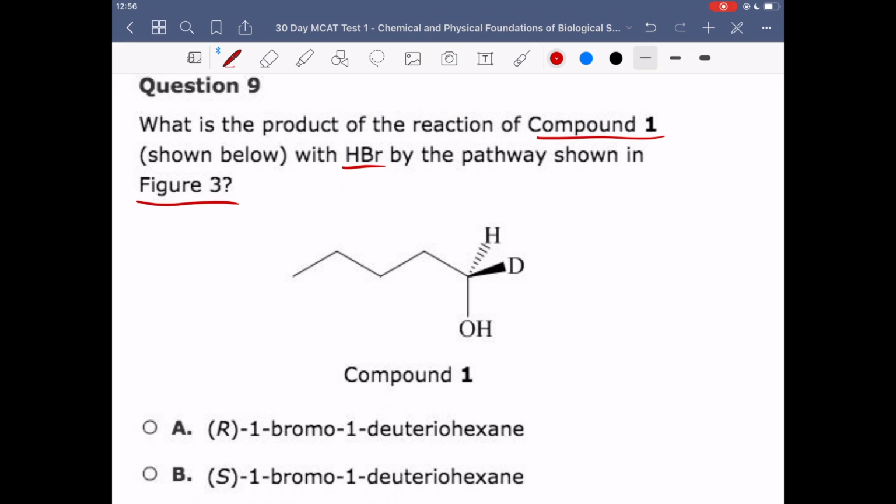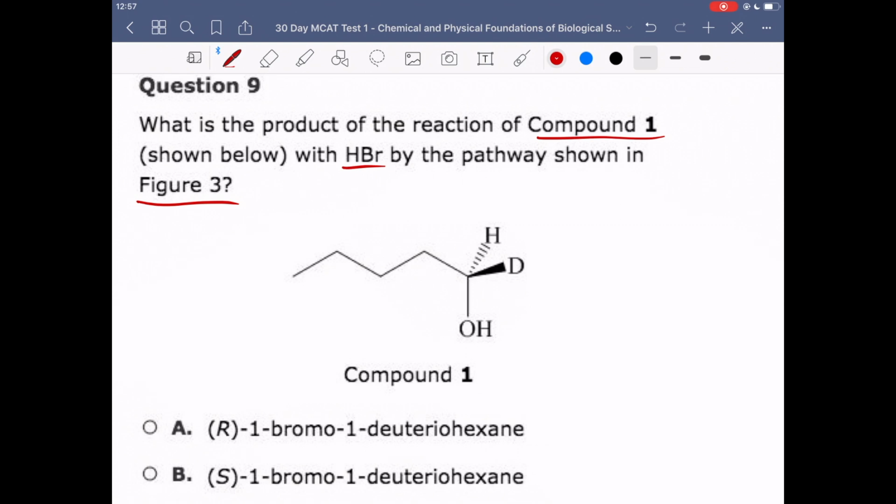And remember, we said with SN2 reactions, you have the nucleophile coming in and doing a backside attack, from the opposite side of where the leaving group is, which means that once the nucleophile comes in, it's going to invert the stereochemistry. So all we really need to do is find out what the stereochemistry of this compound is, and then the opposite of that will be the stereochemistry of the product.